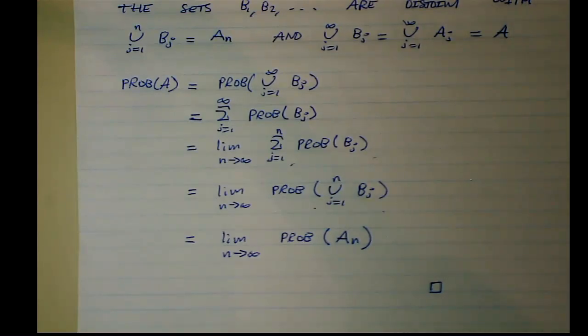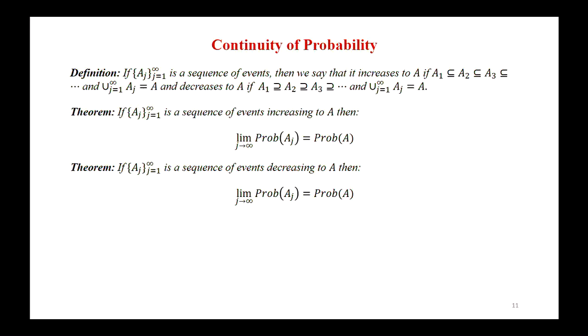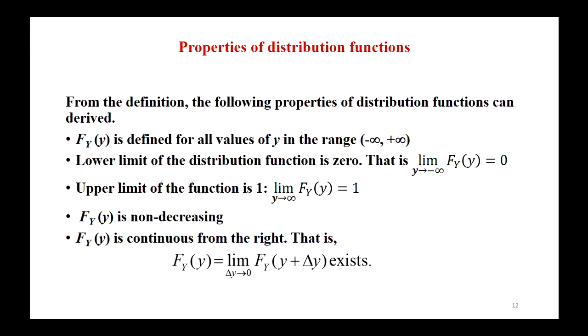Okay. Good. Right. Let me go back to my desktop. We've just proven something called the continuity of probability. Now we're going to use this result to prove some properties of distribution functions. We have the following. Firstly, F_Y(y), the distribution function, is defined for all values of y in the range minus infinity to plus infinity. Now, it might well be 0 or 1 over a large proportion of that range. Nevertheless, it's still defined.